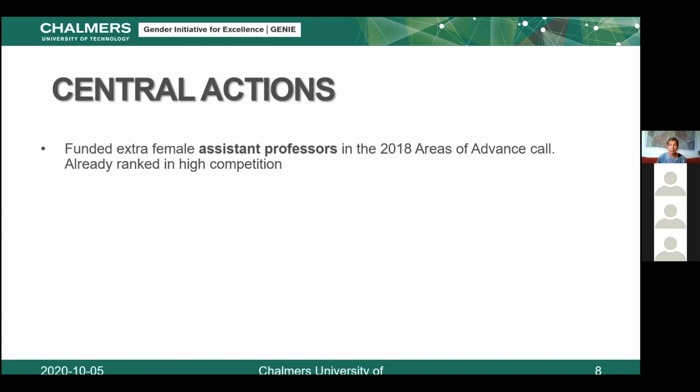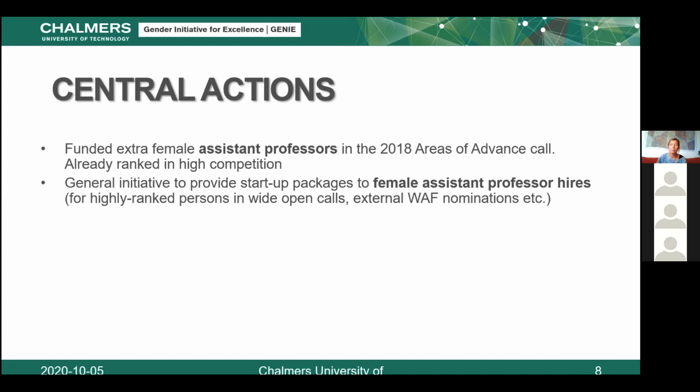So she was highly ranked and a very, very competent person. So we hired 5 assistant professors. And then we also made more of a general package. If some department wants to hire a female assistant professor, this is what GENIE can provide as a starting package.